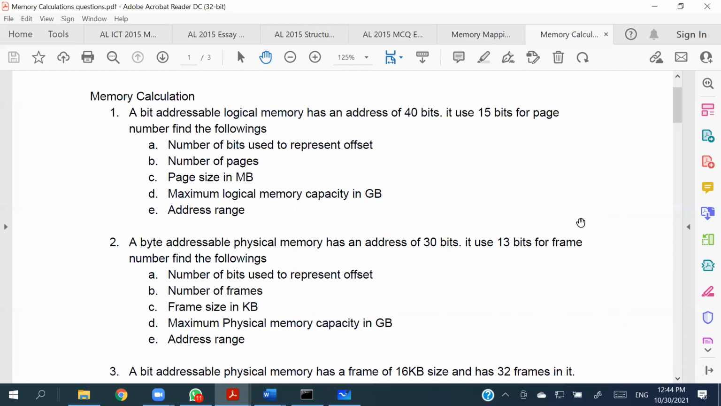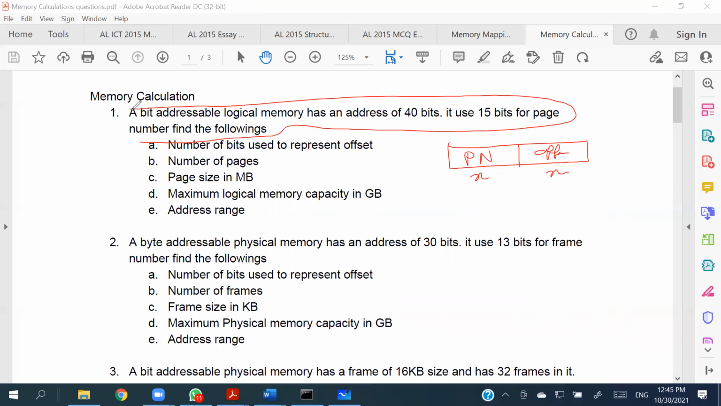When you are doing the memory calculations, it's better you draw a small diagram for each question. Note down what kind of address it is. If it is a logical memory, mark the page number and offset bits in the diagram. Then you are going to do the math. Take the details in the question, then you need the equations, that's all.